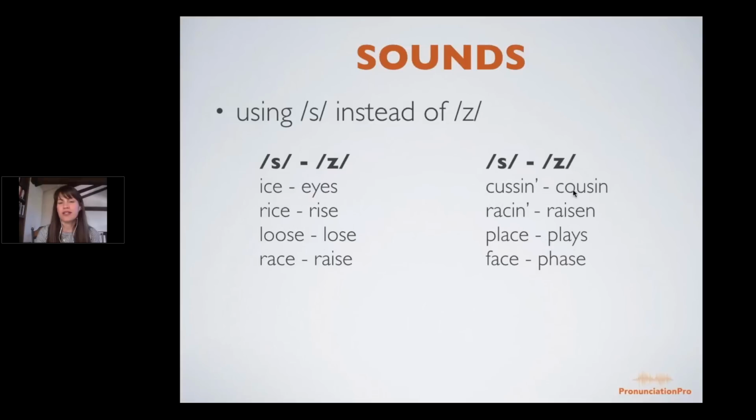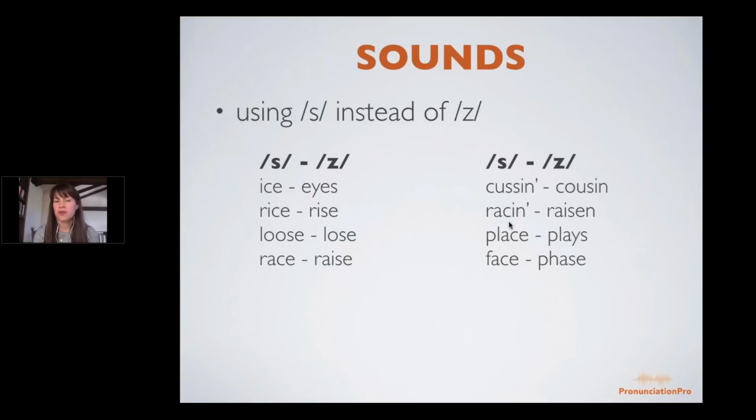These are words that I tend to hear from students. Cussin', you know, cousin. We want it to not sound like I'm cussing, but cousin. Cousin. Okay. Cousin. Cousins. So do that first one. Cousin. Cussin. Cousin. There you go.